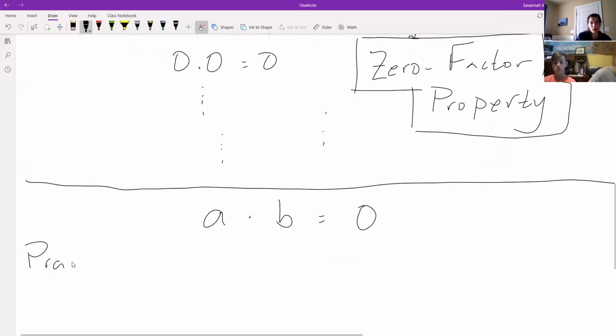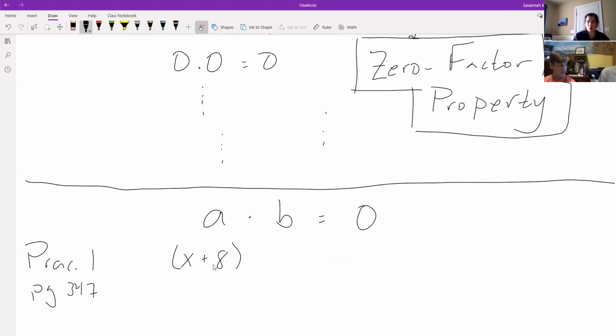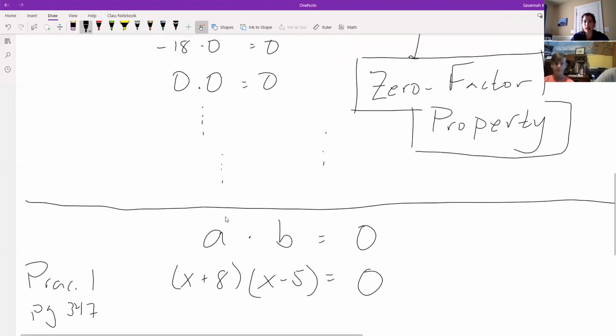So for example, I think we can dive into the first practice problem because it's pretty simple. A is still going to be a number, but it'll be a number that's disguised as an expression with x in it. So x plus 8, it's grouped together in parentheses, it's one thing, one number, and then times b, which is x minus 5 equals 0. So there's our a, there's our b. And the rule we just learned says that either a has to be 0 or b has to be 0, or it's possible that they could both be 0.